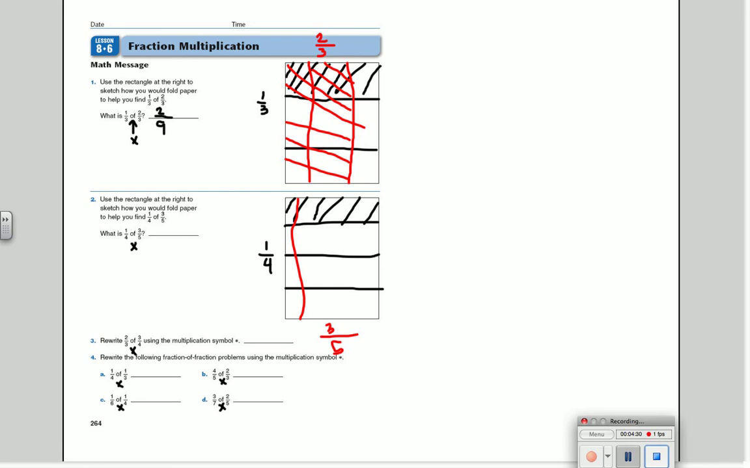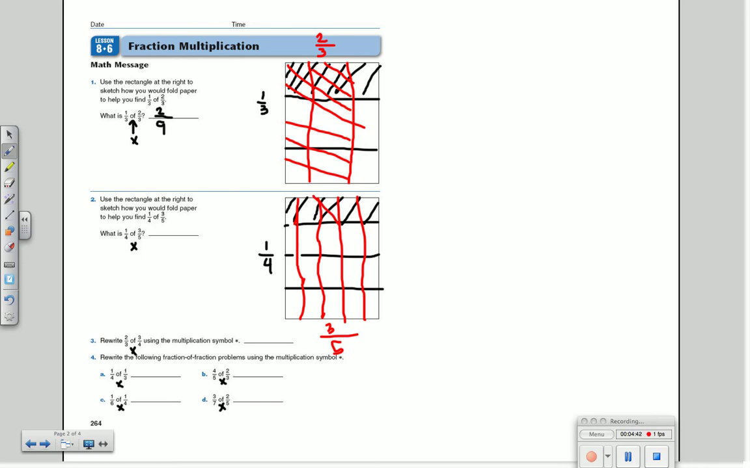Hold on. I'm going to pause it because this is too hard. Okay. See how I have 1, 2, 3, 4, 5 columns up and down? Now I'm going to shade in 3 out of those 5. And again, I'm putting my lines in the opposite direction. I suggest that you do that as well because you're likely just using pencil and it becomes confusing if you don't.